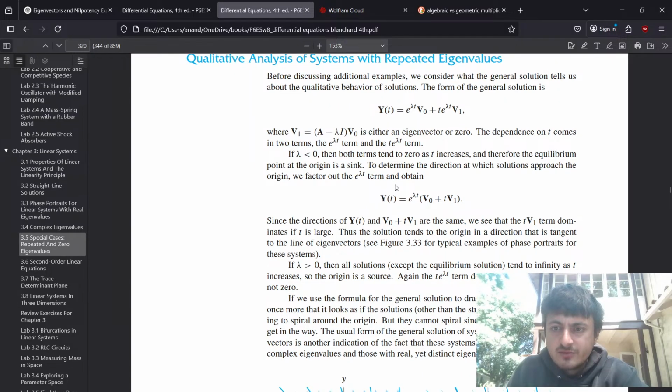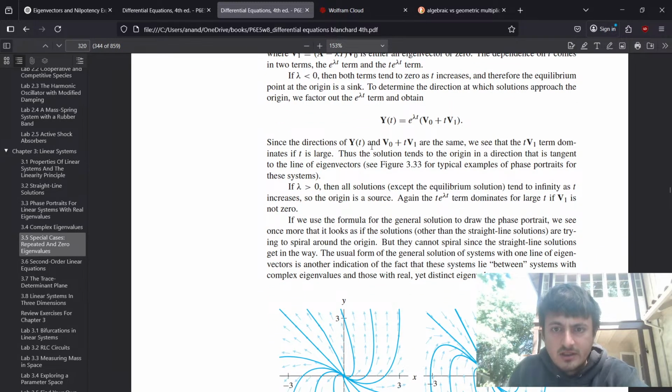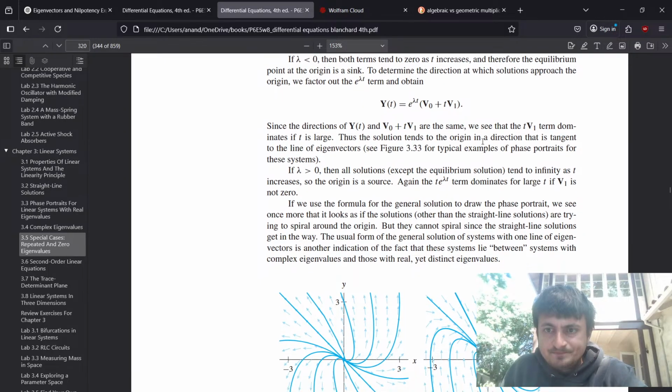To determine the direction at which solutions approach the origin, we factor out e to the lambda t and we get e to the lambda t times v0 plus t v1. Since the directions of y of t and v0 plus t v1 are the same, we see that the t v1 term dominates if t is large. Thus, the solution tends to the origin in a direction that is tangent to the line of eigenvectors.